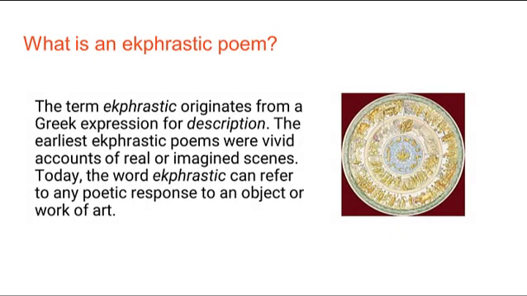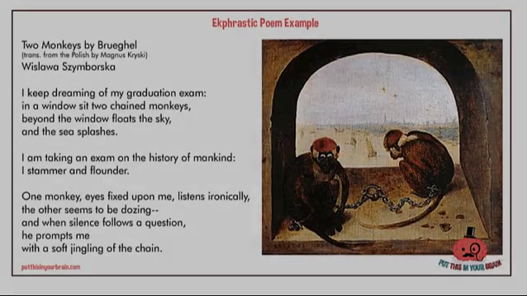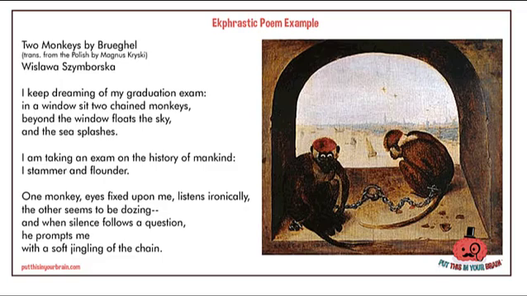I'm Melissa Kwasny. The term ekphrastic originates from a Greek expression for description. The earliest ekphrastic poems were vivid accounts of real or imagined scenes. Today, the word ekphrastic can refer to any poetic response to an object or work of art. One of the first examples of ekphrastic poetry is in Homer's Iliad, when he describes in great detail the embossed designs on the shield of Achilles. Here's an example of an ekphrastic poem, Two Monkeys by Bruegel, written by the Polish poet Wisława Szymborska.